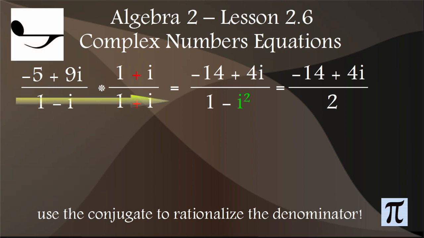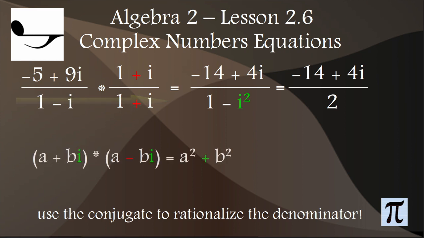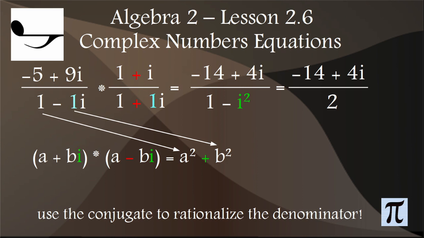As a side note, if you look at the denominator, we are multiplying a complex number by its conjugate. If we remember this formula, when we do that, we end up with a squared plus b squared. In this case, a is 1, but b is also 1. We can think of this complex number as 1 minus 1i. So if we substitute the a and b into this equation, we get 1 squared plus 1 squared, which is 2, which is what we ended up with in the first place. So whether you use this formula or FOIL it out, you will end up with the same answer.